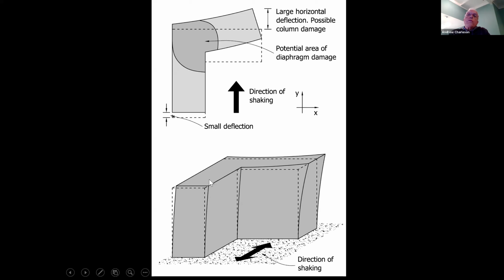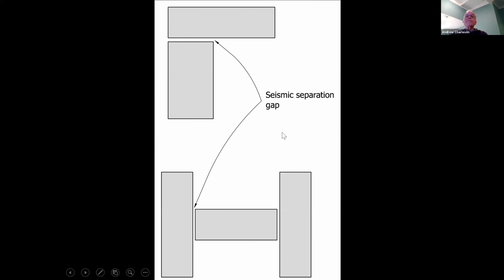So what do we do if you want to have a building with this form? The answer is quite simple. You provide a separation gap. So you separate this part of the building from this wing. And your building now consists of two separated structures, separated by a seismic separation gap.